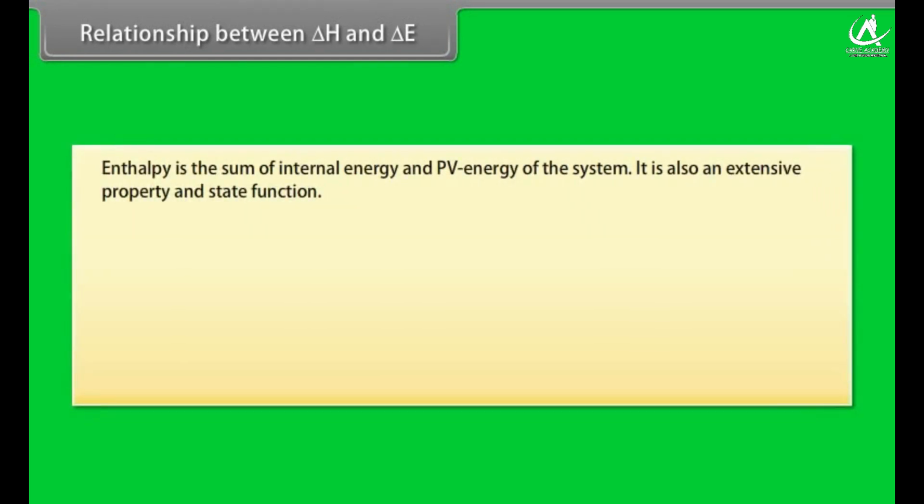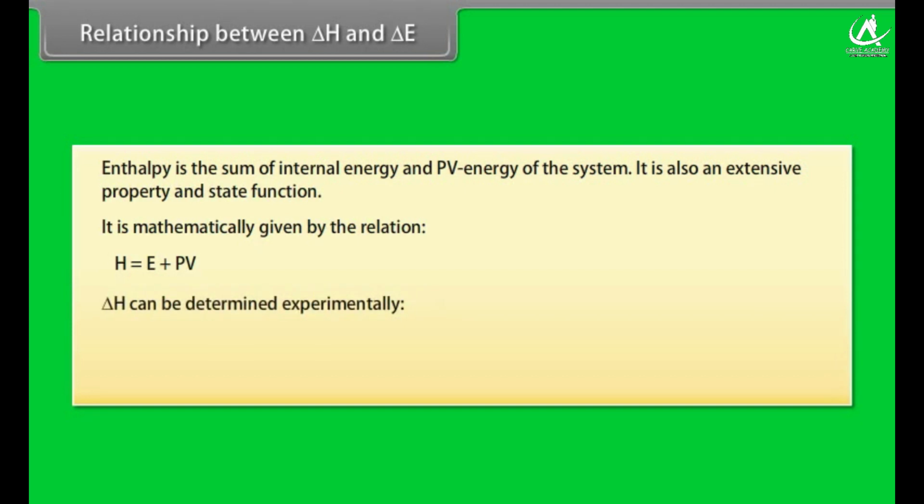Relationship between delta H and delta E. Enthalpy is the sum of internal energy and PV energy of the system. It is also an extensive property and state function. It is mathematically given by the relation H equals E plus PV. Delta H can be determined experimentally. Delta H is equal to H2 minus H1, which is equal to summation of HP minus summation of HR.